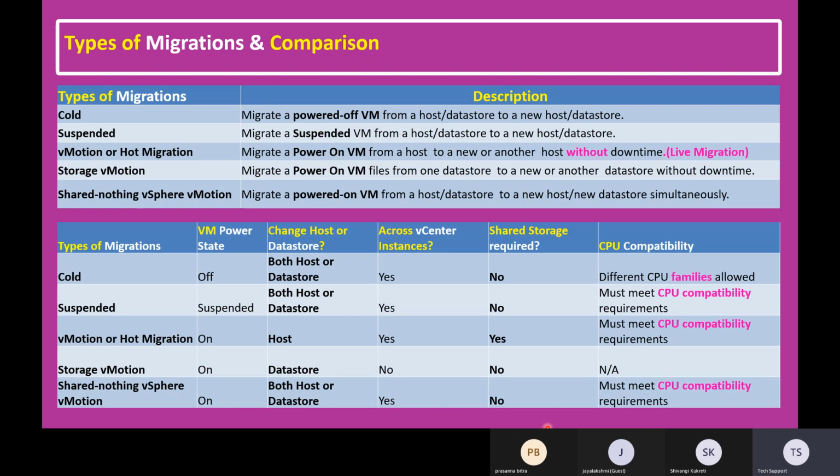And shared nothing migration also must meet the CPU compatibility requirements. That means if you want to do this action, both source and destination should be in the same CPU family. Okay, and if the CPU family is different, the only solution is to power off the VM and migrate. So this is a high level overview of types of migrations and comparisons. Now all these migrations we'll talk about in detail in the subsequent slides.